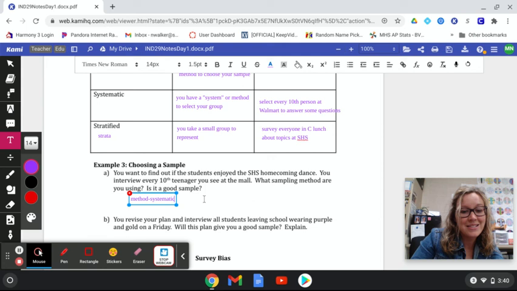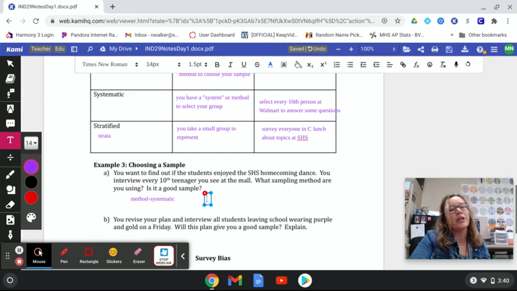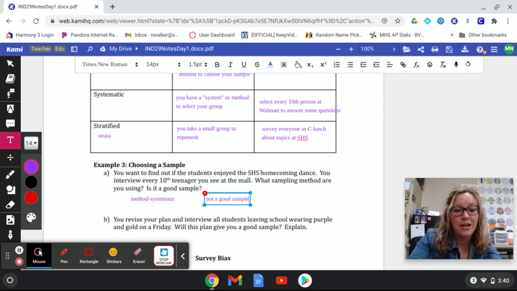Now, I do want to ask, is this a good sample? If I want to know stuff about the SHS homecoming dance, do you think asking people at the mall would be a good choice? Say whenever I go to the mall, I see all kinds of letter jackets, but not always a Sullivan letter jacket. I would say this probably isn't a good sample because not all teenagers at the mall go to SHS.